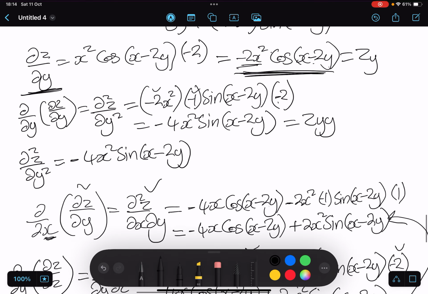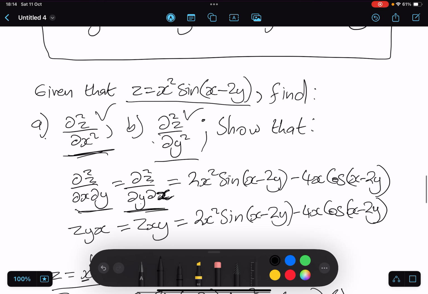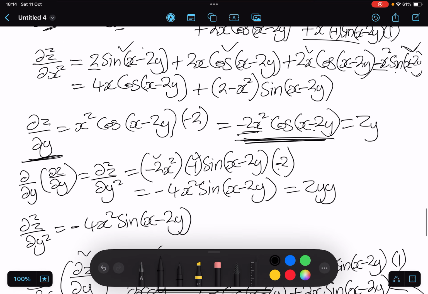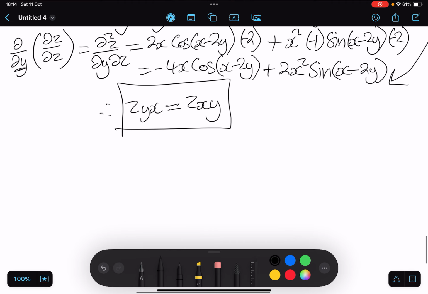So this is a typical exam question, but it's just a basic one. You just need to know how to apply the chain rule, especially the product rule and the chain rule, especially when you're dealing with trigonometric functions.